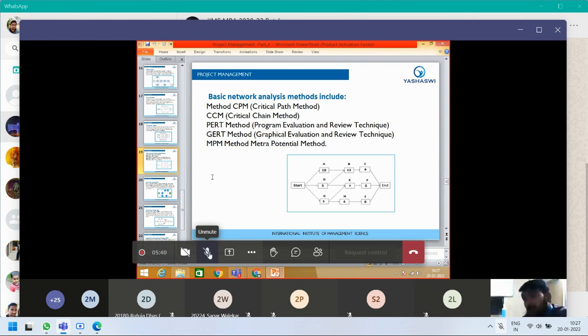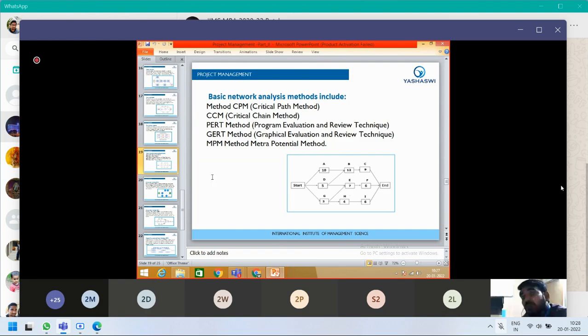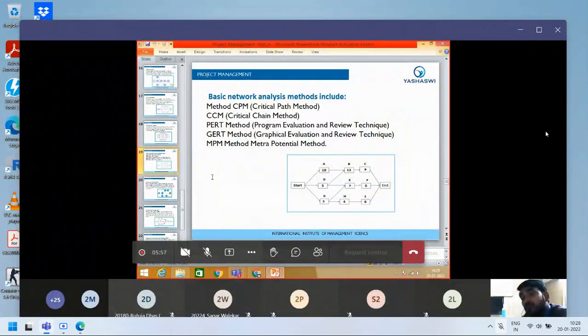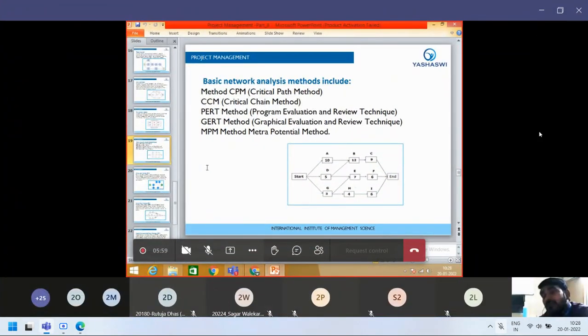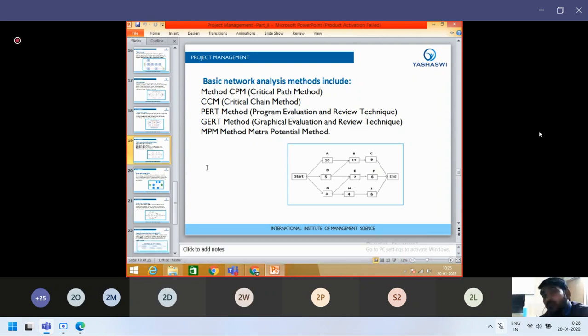Have you practiced it or not? These are the basic network analysis methods, the common methods. Some extra methods are also included in that. Is anyone practicing any project management or network analysis methods? Yogesh, Sagar, are you practicing any project network diagram? Yes, I want a response from your side. No, sir, not right now.